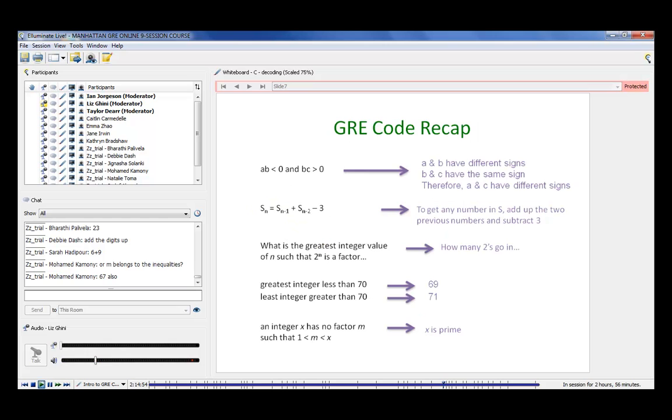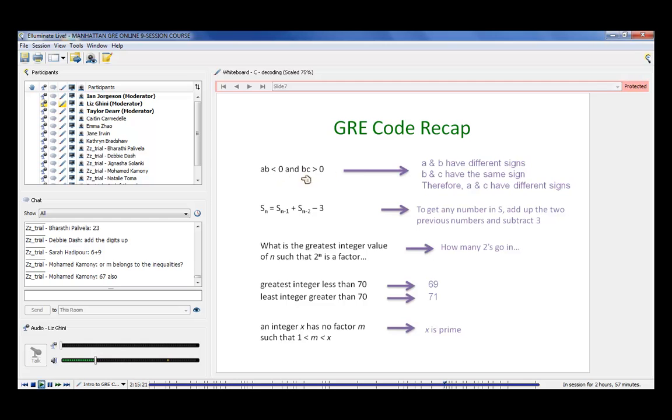All right, so just a quick recap of the code. And this should be in your handout packet. Just so you can see what it means. How would you decode something? And there are additional things in here. All right. Just so you can remember that you need to be able to decode.